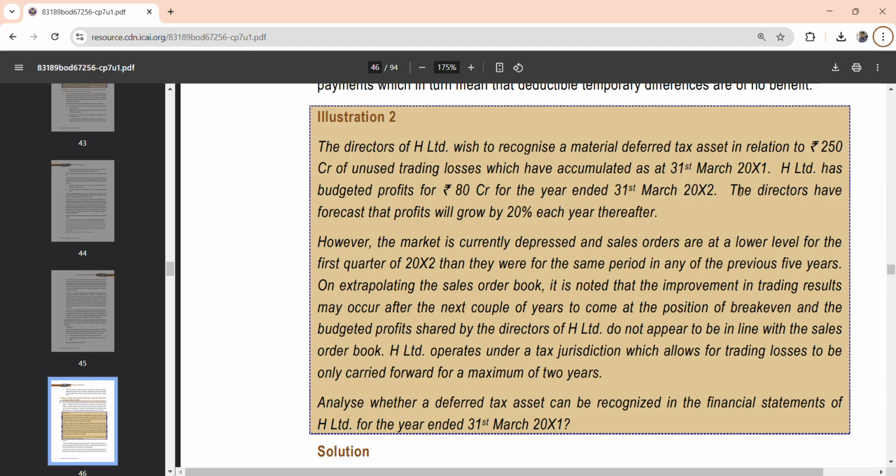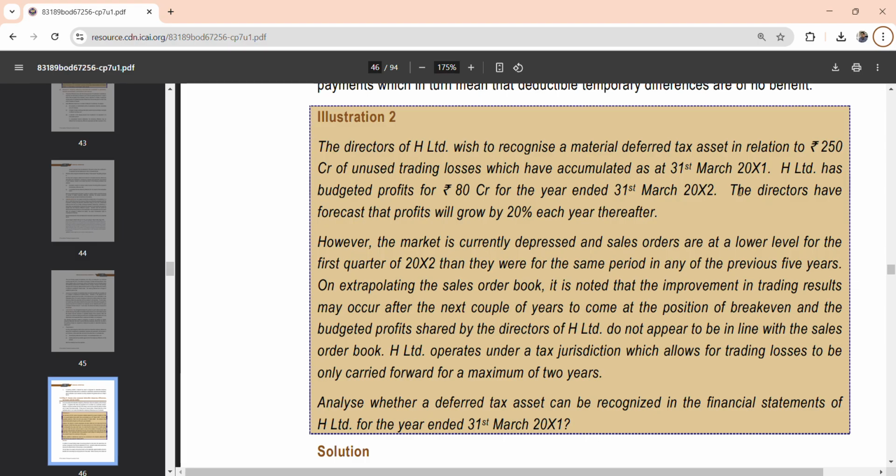However, the market is currently depressed and sales orders are at a low level for the first quarter of 2022 than they were for the same period in any of the previous 5 years. On extrapolating the sales order book, it is noted that improvement in trading results may occur after next couple of years to come at the position of break even, and the budgeted profit shared by the directors do not appear to be in line with the sales order book.